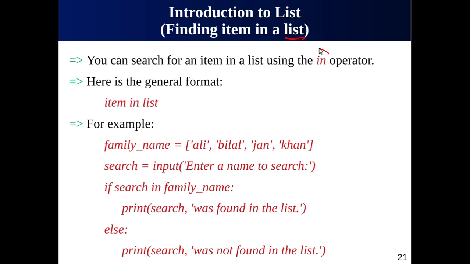For that, we have to use an operator that is known as the in operator. You can search for an item, you can search for an element in a list by using the in operator. In Python, you can use the in operator to determine whether an item is contained in a list or not. So here is the general format. Item is what you are going to search for, in is the operator, and list is the name of the list that you want to search.